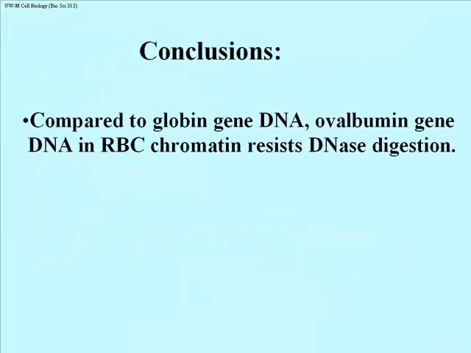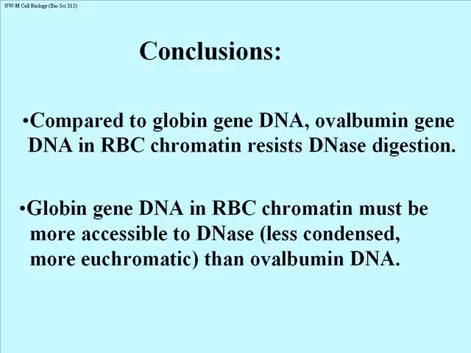So the conclusions, of course, are that the ovalbumin gene in the red blood cell chromatin is resistant to DNase digestion, and that's because it is a part of heterochromatin rather than euchromatin. And likewise, the globin gene DNA, which gets digested very quickly after treatment with DNase 1 of chromatin from a red blood cell, the globin gene disappears quickly because it's active and it's in a region of chromatin that is in a more open configuration, and therefore more accessible to DNase, but also in the cell, again, more accessible to the enzymes of transcription.